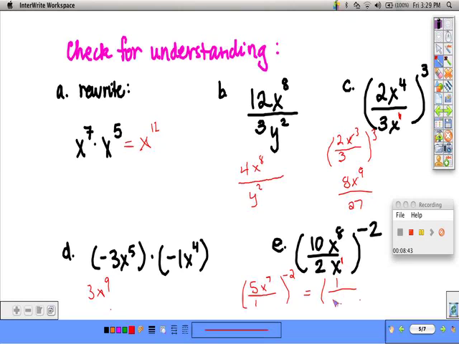One over 5x to the 7th, and then it becomes squared. The negative exponent flips this fraction over. And now 1 squared is 1. 5 squared is 25. X to the 7th squared, exponent to an exponent, we multiply. So we ended up with 1 over 25x to the 14th.